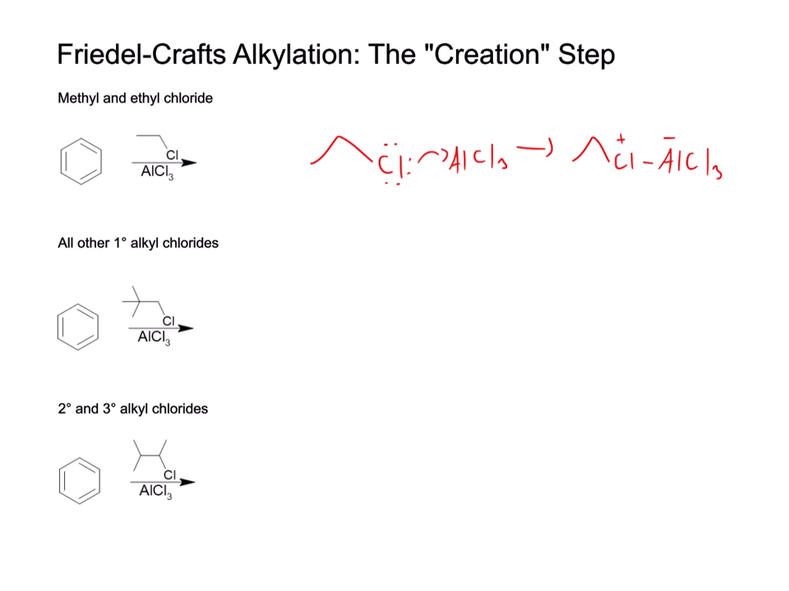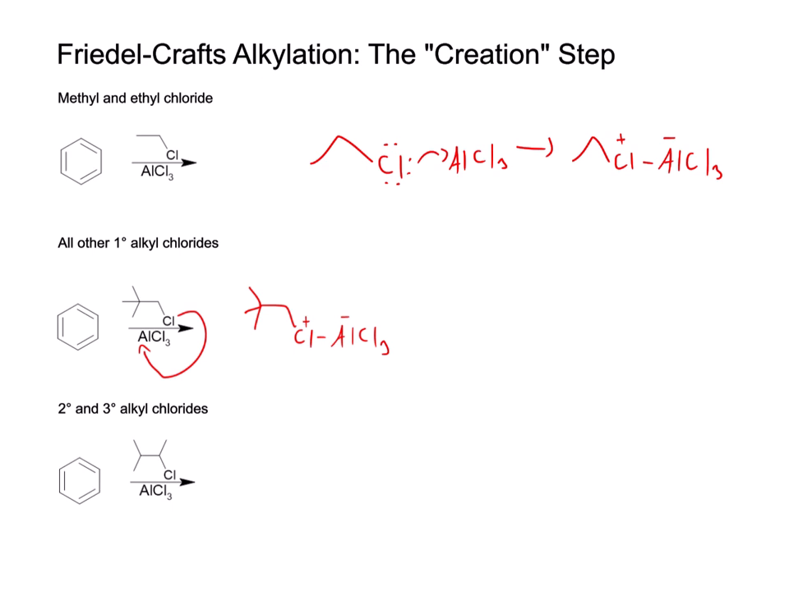So in other words, if we have a methyl or an ethyl chloride, the Lewis acid-base complex itself is both the electrophile and the base. When we react any other primary alkyl chloride other than an ethyl chloride with AlCl3 in an EAS reaction, we get a very interesting result. The first step, of course, looks identical, where the lone pairs on the chlorine attack the AlCl3, giving us a Lewis acid-base complex.